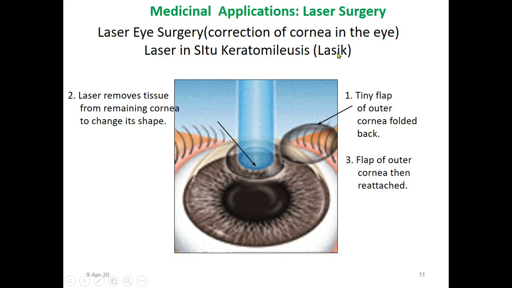So in that case, by using this laser, we can remove the tissues from the cornea to change its shape, and then the cornea is reattached. This technique is known as LASIK, and it's the most important application used in laser eye surgery. That means the correction of the cornea in the eye.